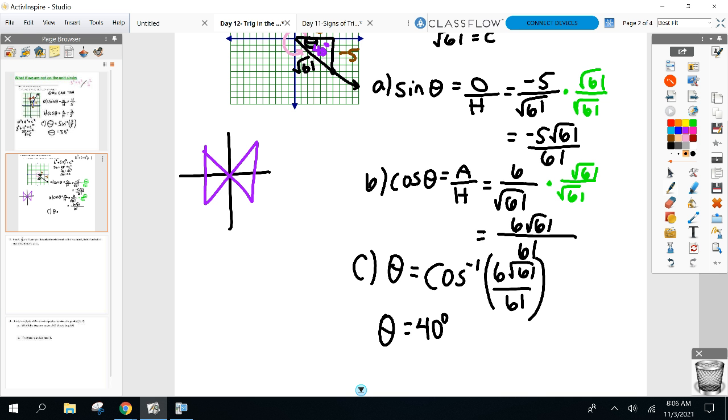Think about it. How can I find the actual angle in the fourth quadrant? You guys know how to, come on. Don't tell me you don't know how to do it. The reference angle is 40. So what would be the angle in the fourth quadrant then?